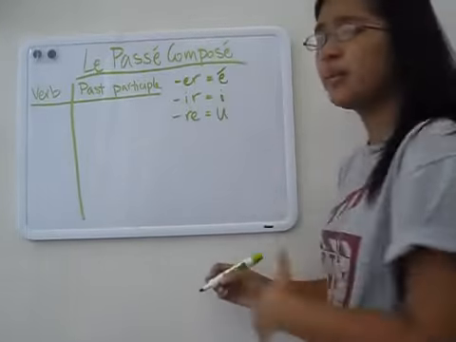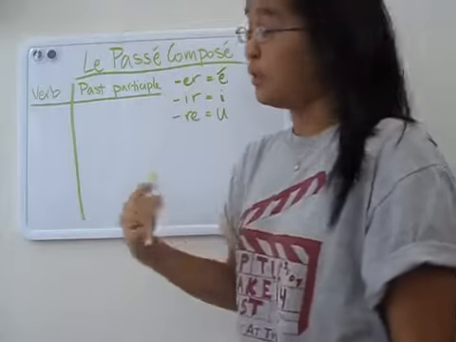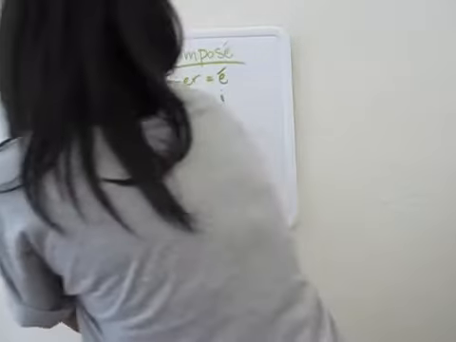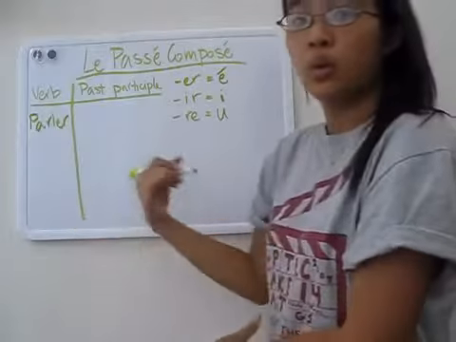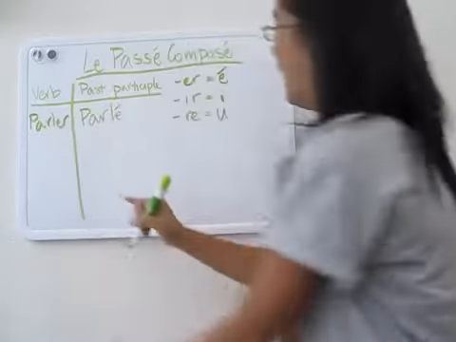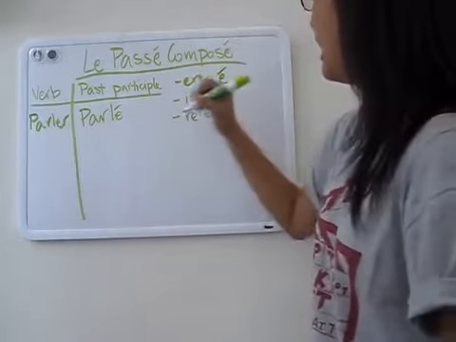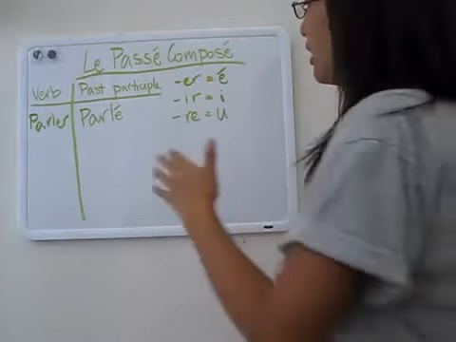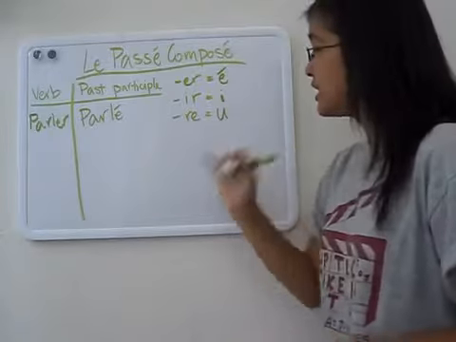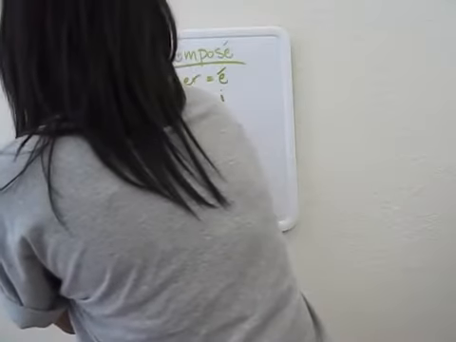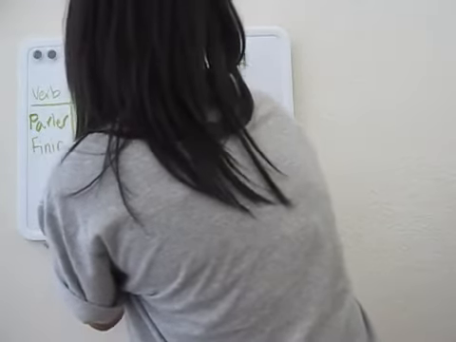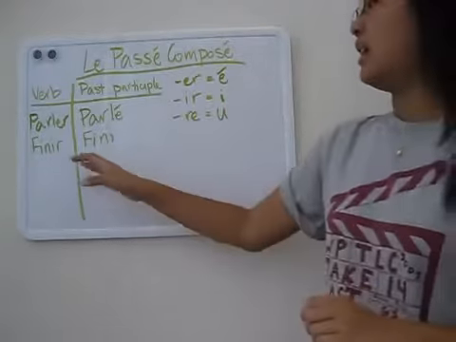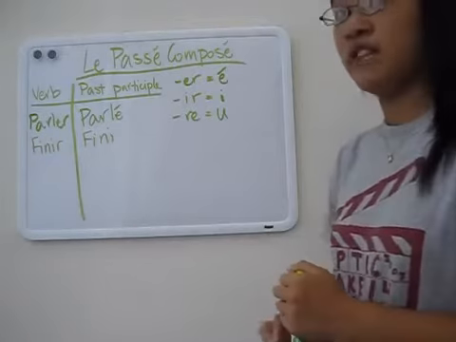And the examples that I'll use are the same verbs as I used in my present tense video. For -er, I'll use the verb parler, which means to speak, and I just took off the -er at the end and I added the é. So you say it parlé. The second type of verb, -ir, I will use the verb finir. And if I take off the -ir and add the i, it becomes fini, and you say it fini.